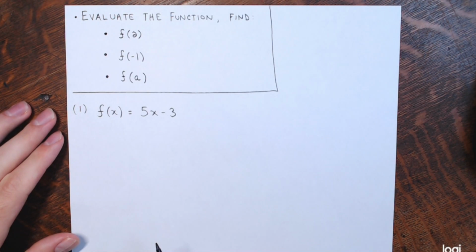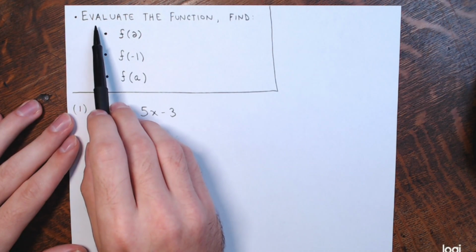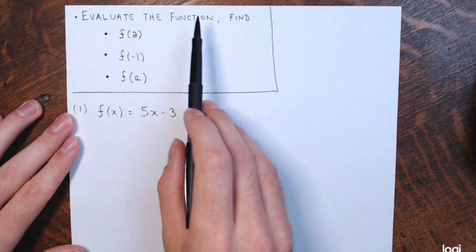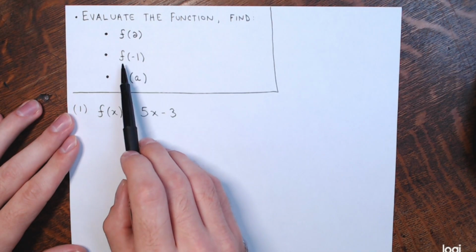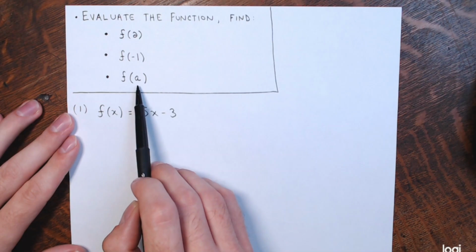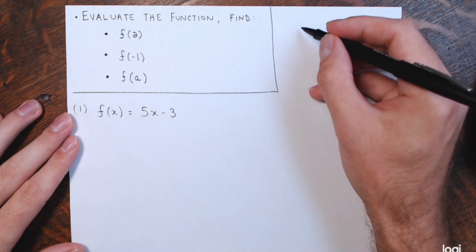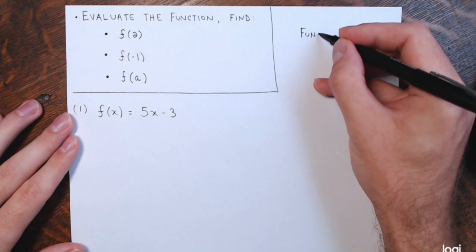So for the first several problems, we're asked to do the following. We're asked to evaluate the function and find the following three: f of 2, f of -1, and f of a. Before I get into the first example, let's talk a little bit about this function notation.